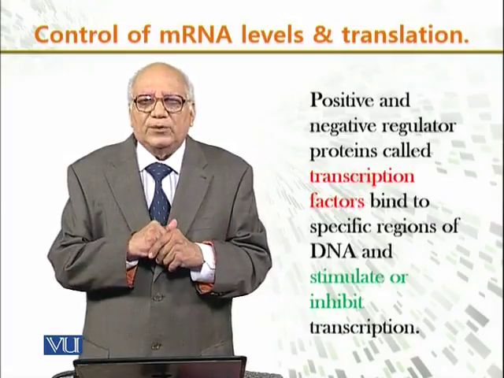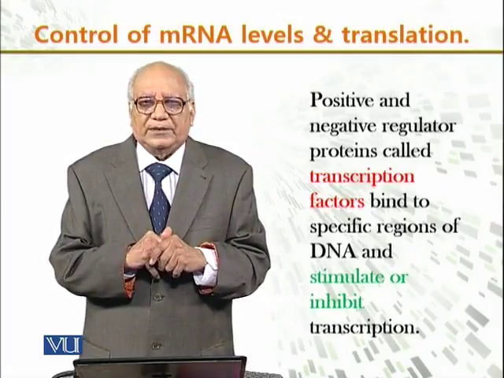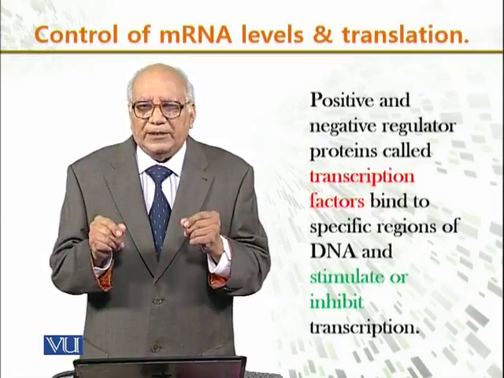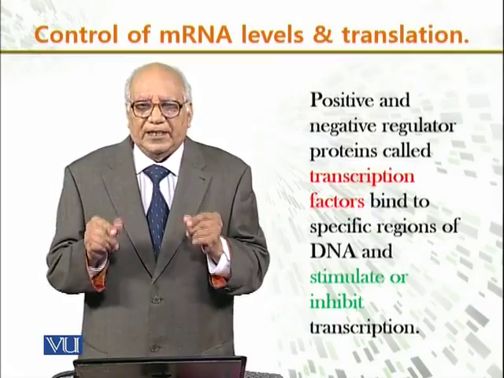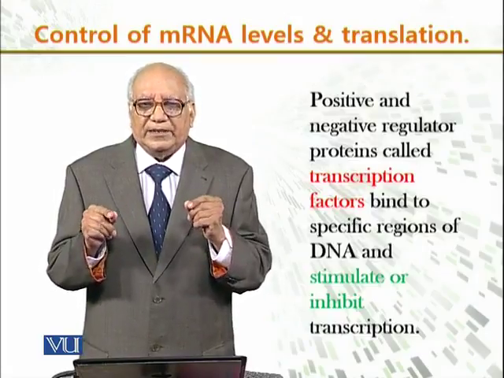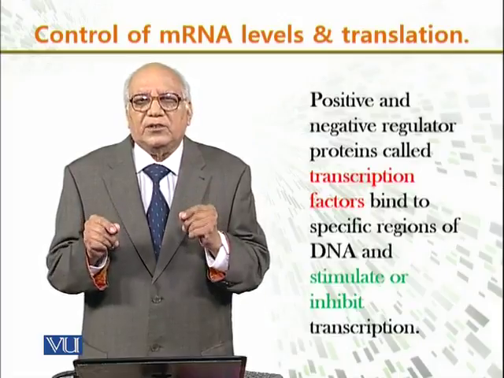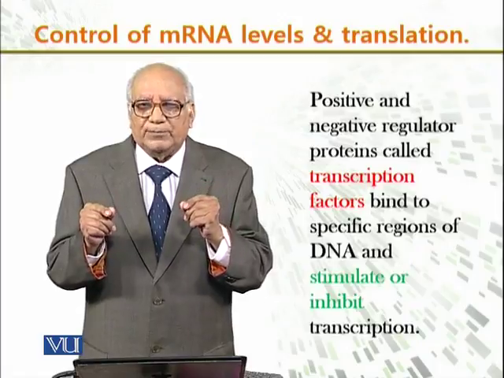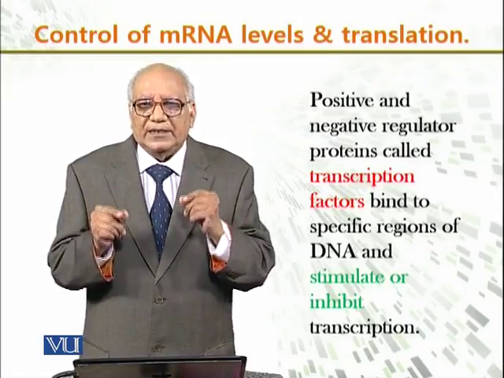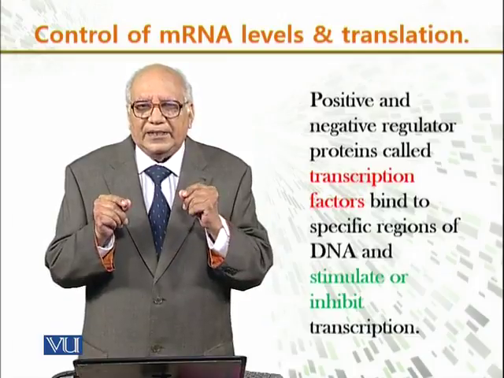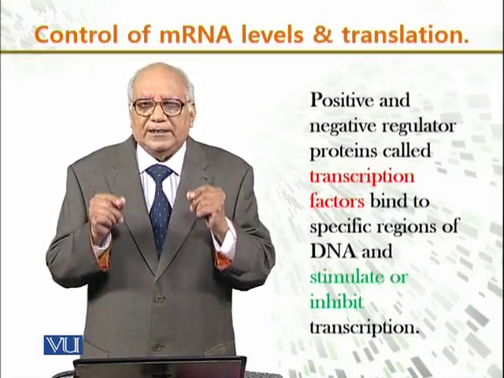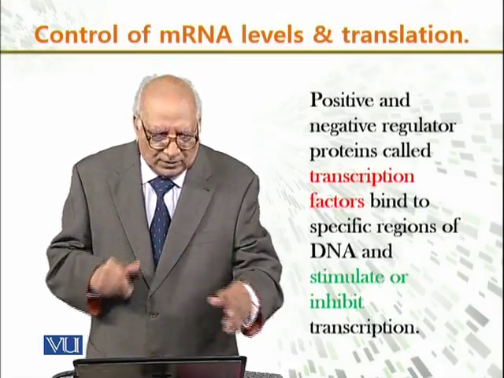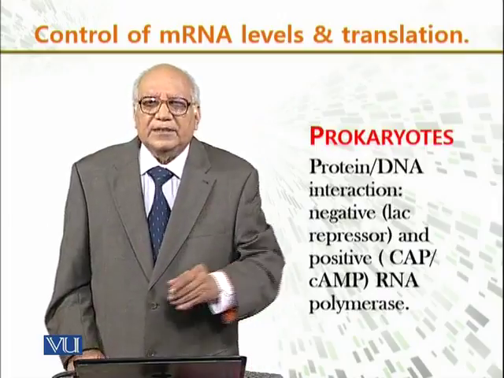Now, positive and negative regulator proteins are called transcription factors, and they bind to specific regions of DNA and stimulate or inhibit transcription. So, the positive and negative regulator proteins are there in eukaryotic cells, and they bind to specific regions of the DNA, stimulating or inhibiting transcription.